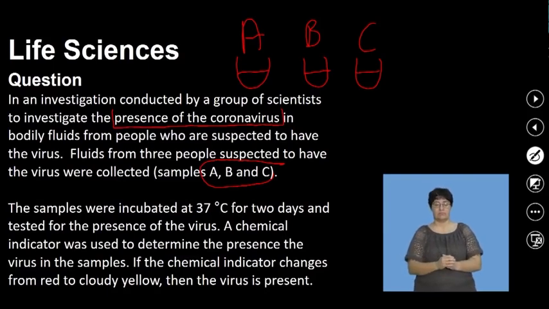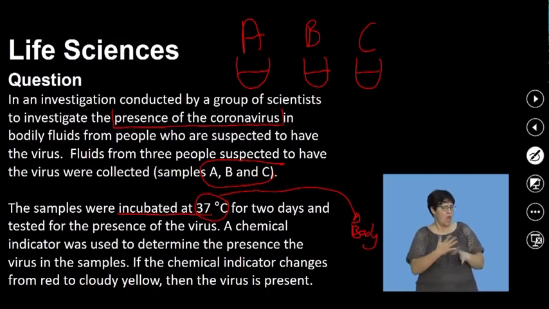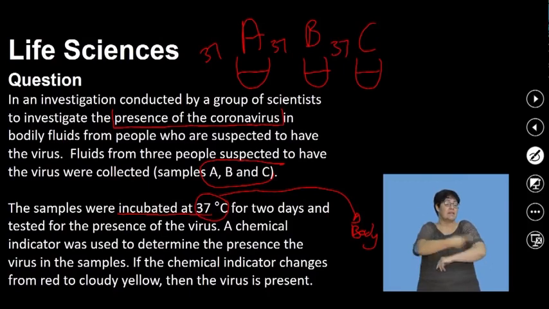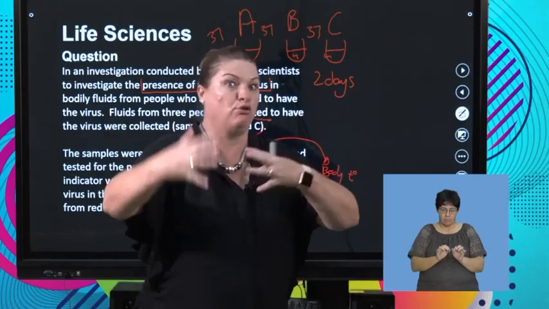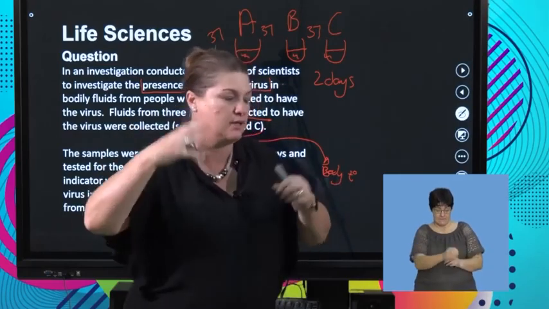Okay, now what we do is, the samples are incubated. What does incubated mean? They're kept at a very specific temperature of 37 degrees. And I see 37 and I say to myself, hey, that is body temperature. That must be, because a virus is going to work in your body at your temperature. So what I'm going to do is keep all of those at 37 degrees for 2 days. So all of them, here's the fluid, I incubate them. If I incubate it, I'm trying to let the virus grow, to see if it reproduces, so if it's present.